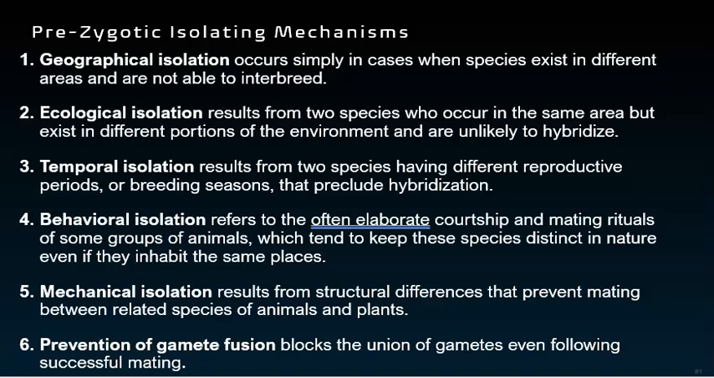There's also mechanical isolation, and that means there is a physical barrier that is preventing reproduction. So it results from structural differences that prevent mating between related species of animals and plants.